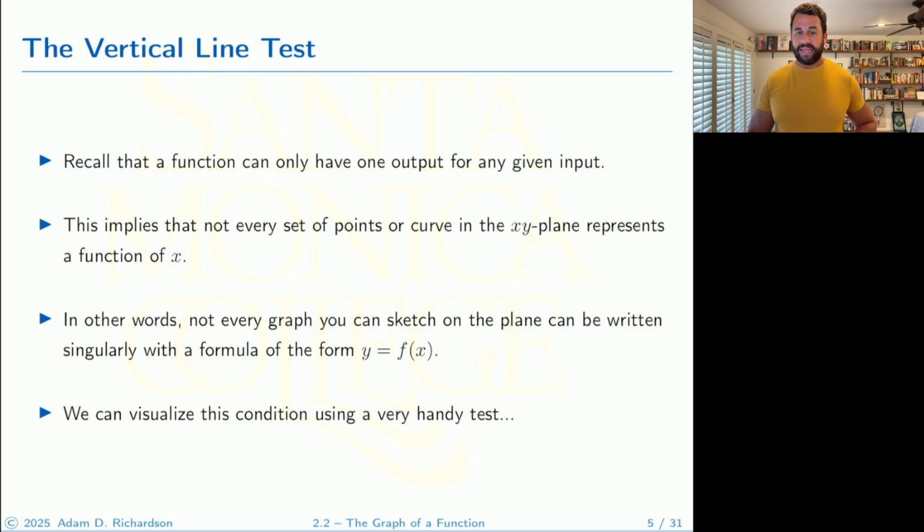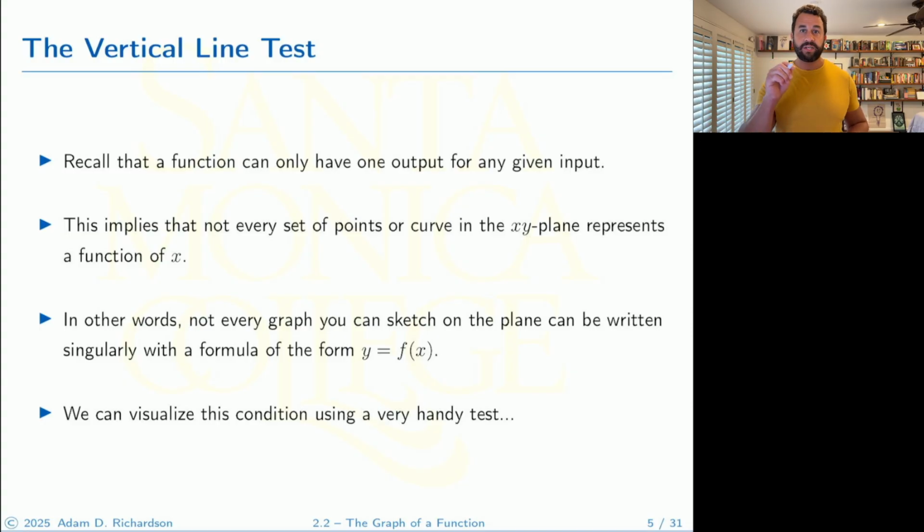So one thing that helps us understand functions better when we graph them is this thing called the vertical line test. And you may have seen it before, but it's just a really, really handy test to determine if the graph of something is actually the graph of a function. Here's the start of it. Remember that a function can only have one output for any given input, right? That's one of the properties of a function. So what that means is not every set of points on the plane describes a function of x. I mean, you can draw any picture you want on a plane, right?